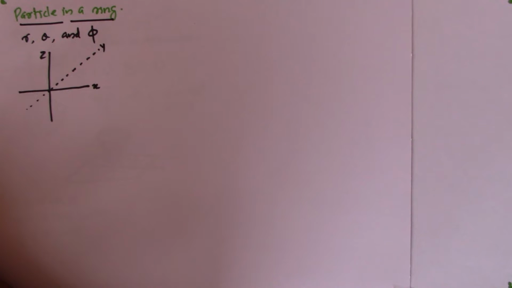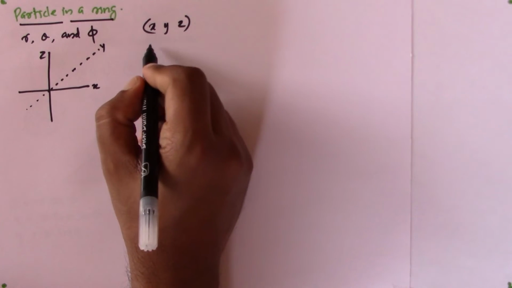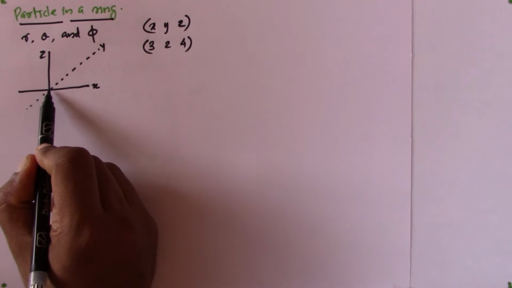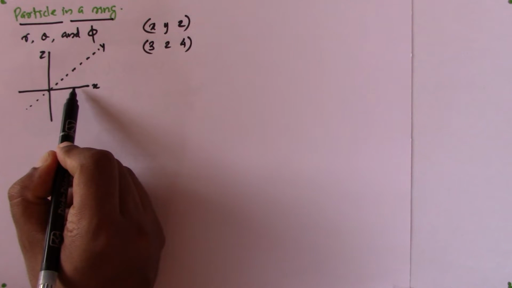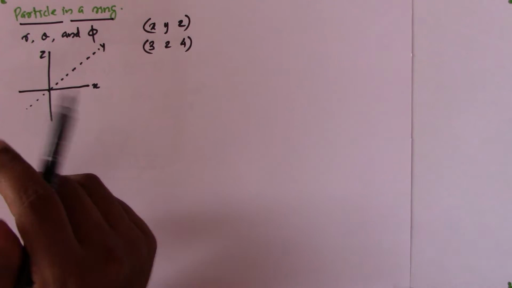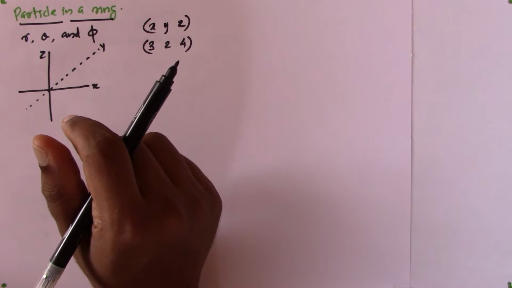And in Cartesian coordinates, you are already familiar with how we are going to locate a point. You have to specify the x, y, and z. For example, if x, y, z is 3, 2, 4, it means that you have to travel 3 units in the x direction, then you have to travel 2 units in the y direction, and then you have to travel 4 units in the z direction, and at the end you will reach that point. So if you have x, y, z coordinates, you know how to locate that point in space.